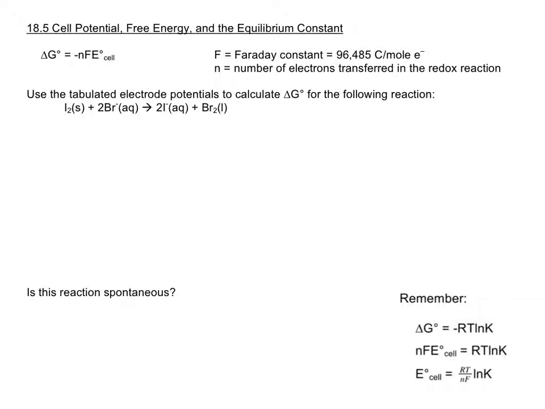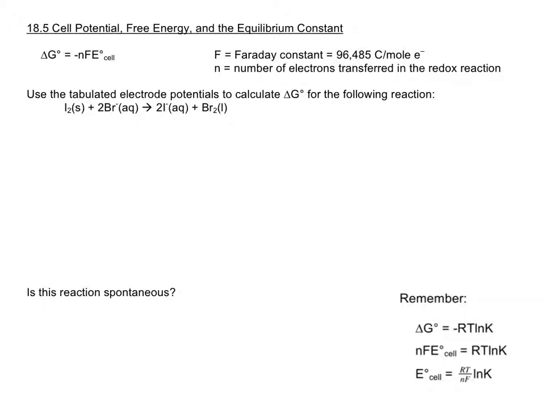Okay, so let's do an example. And it's important to note that all of the information I just gave you is listed on your equation sheet for the AP test, so you don't need to memorize this equation. All right, so use the tabulated electrode potentials to calculate delta G for the following reaction. So first we have to calculate the electrode potentials.